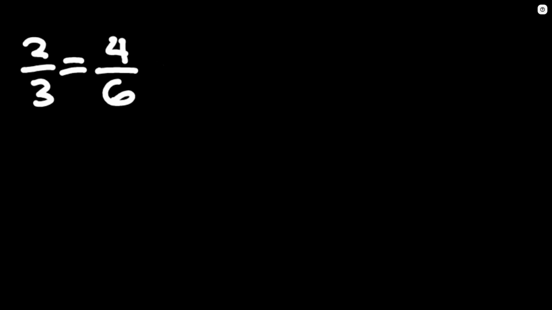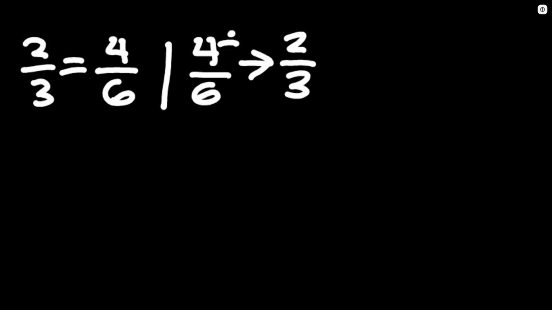Alright, let's move on to proportions. A proportion is when 2 ratios are equal. An example of this is 2 over 3 is equal to 4 over 6. These are equal because 4 over 6 simplifies down to 2 over 3 because when each side is divided by 2, you get 2 over 3.